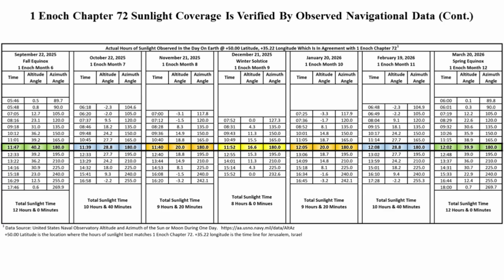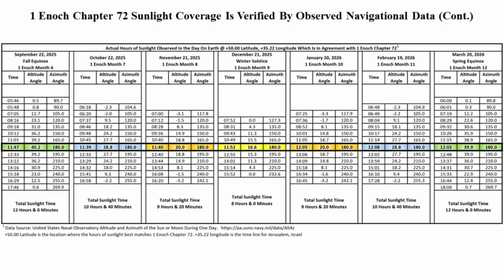October 22, 2025 is month 7 of 1st Enoch and has 10 hours and 40 minutes of sunlight. November 21, 2025 is month 8 of 1st Enoch and has 9 hours and 20 minutes of sunlight. December 21, 2025 is the winter solstice, is month 9 of 1st Enoch and has 8 hours of sunlight. January 20, 2026 is month 10 of 1st Enoch and has 9 hours and 20 minutes of sunlight.